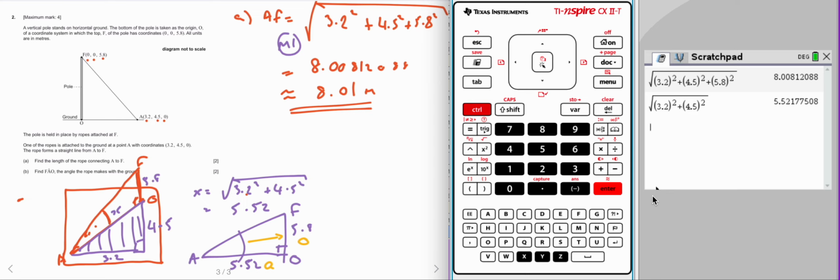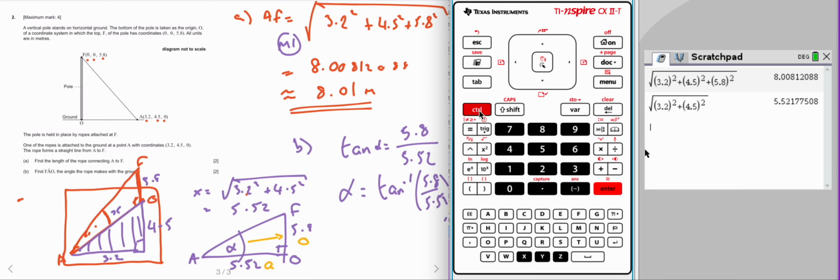The trig ratio in this case is going to be tan. So tan of, let's call it alpha, is going to be the opposite side, 5.8, divided by the adjacent side, which is 5.52. So this is part B. Alpha is going to be the inverse tangent of those values. And now we can jump to the calculator.